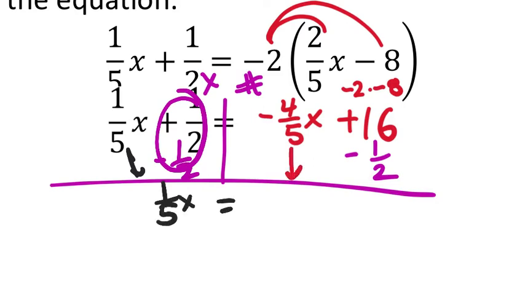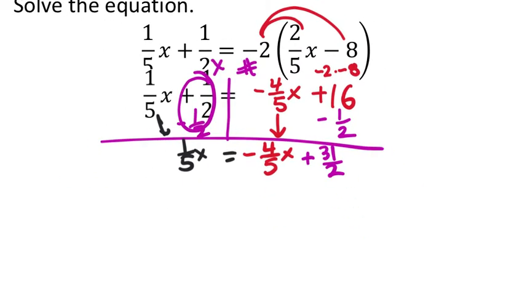Which equals, yeah, we didn't do anything with this negative 4/5 x. Remember, you can't combine this with the minus 1/2 there because they're not like terms. But 16 minus 1/2, I get 31 halves on my calculator. So that's positive, by the way, positive 31 halves right there.